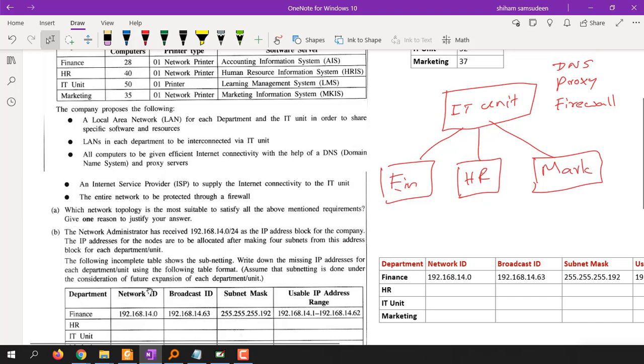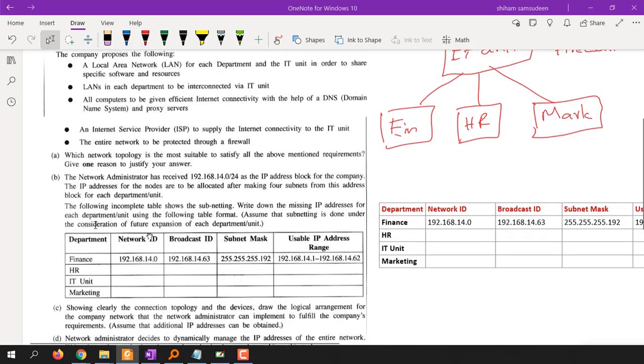Give one reason to justify your answer. All right, so we need to give one reason. There are many reasons why we would use star topology. It's basically how we can manage things, easy management. The maintenance of it will be easy, and it will also be reliable, in the sense that if one cable or device fails, then all the others will still continue to work, because for example here, if this one fails, the HR and marketing departments will still continue to work, right? So the reliability factor is also there. So you can write down any reason there.